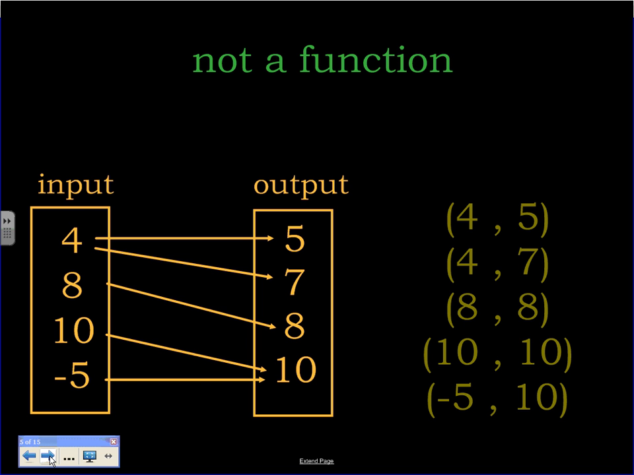Let's look at this one. The definition of a function is that every input has exactly one output. If we look at -5, it has one output of 10. +10 has one output of 10. 8 has an output of 8. But this is the reason why it's not a function: 4 has an output of 5, and 4 has an output of 7. That's the reason why it's not a function, because this input of 4 has more than one output.